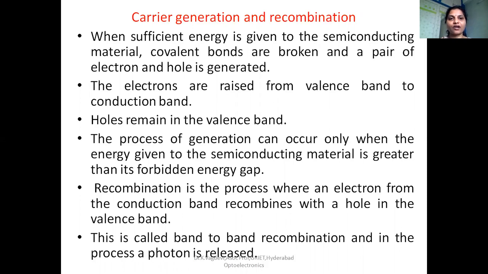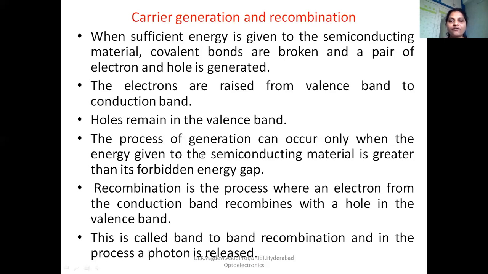But again, we recall here, the electrons are raised from the valency band to the conduction band and holes remain in the valency band. Whenever a covalent bond is broken, the bonded electron becomes a free electron, and once the free electron gains energy greater than the forbidden gap, it goes to the conduction band. That free electron now acts as a conduction electron in the conduction band, and the space that is left over in the broken bond will act as a hole.